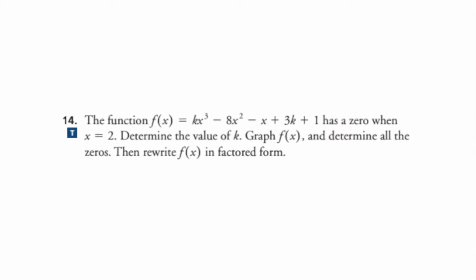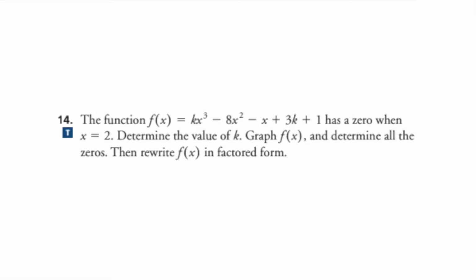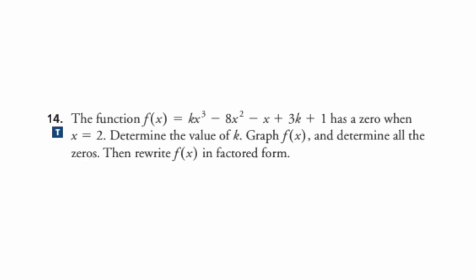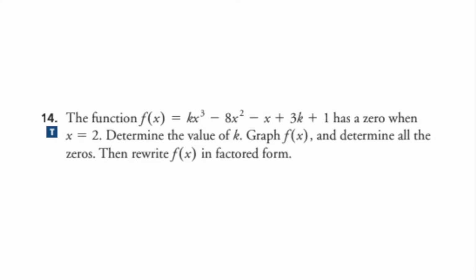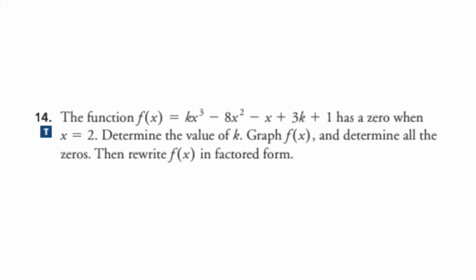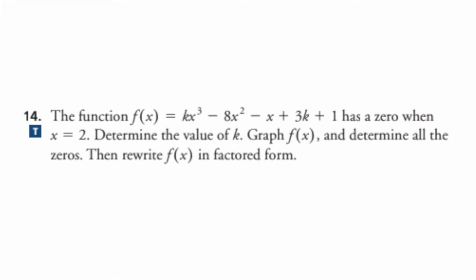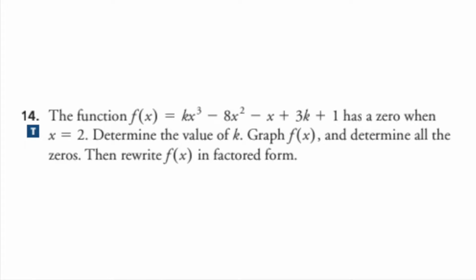The question states, the function f of x equals kx cubed minus 8x squared minus x plus 3k plus 1 has a 0 when x equals 2. Determine the value of k. Graph f of x and determine all the zeros. Then rewrite f of x in factored form.